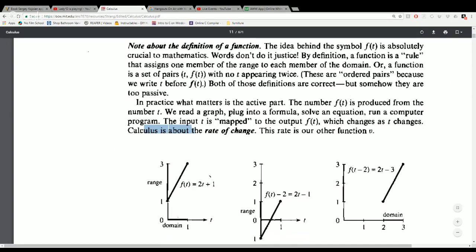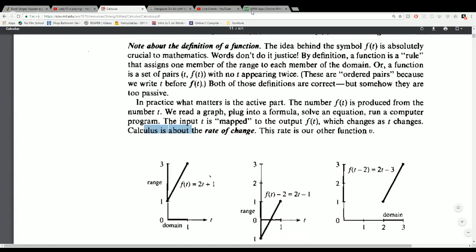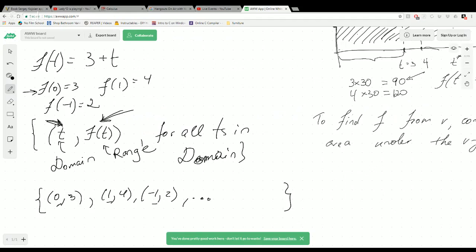Now, calculus is about the rate of change. So what does that mean? That means, when I change my t, the thing from the domain, the 0, the 1, the -1, when I change it a little bit, by how much does my f change?